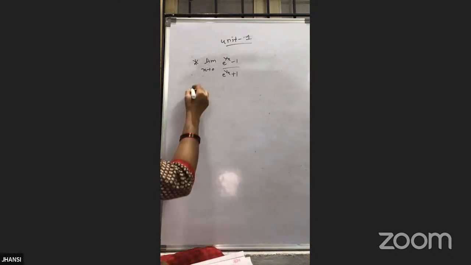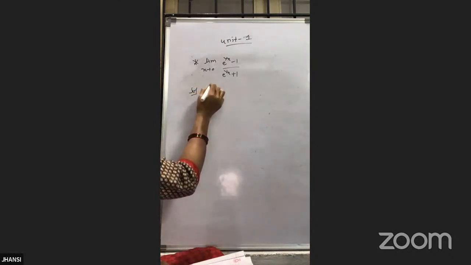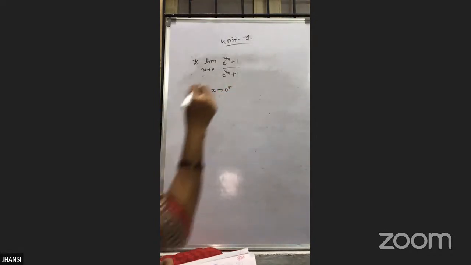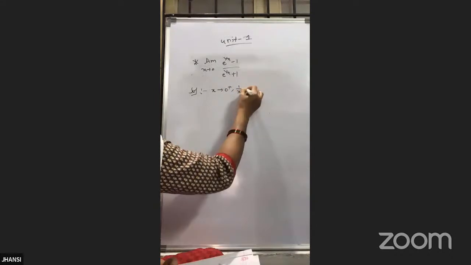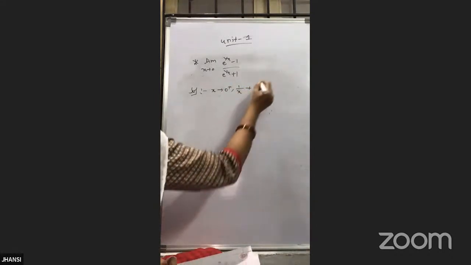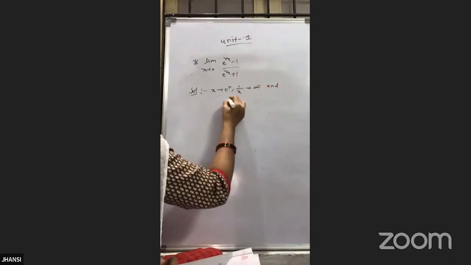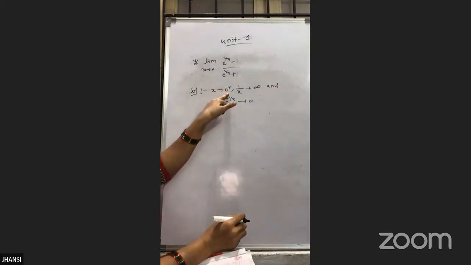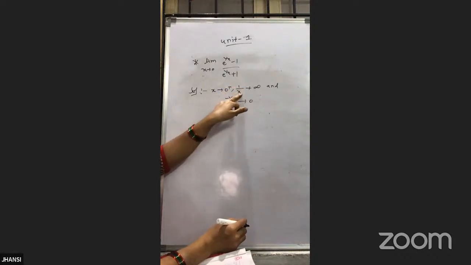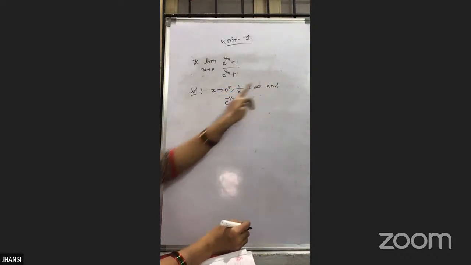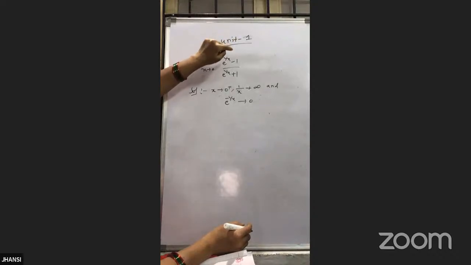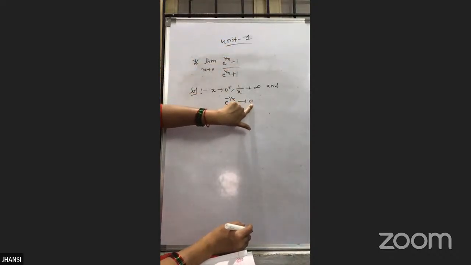So for this, in the solution, you write when x tends to 0 plus, that means when x is a positive value near 0, then 1 by x tends to plus infinity and e to the power of minus 1 by x tends to 0. See here, when x tends to positive values of 0, 1 by x tends to infinity and e to the power of minus 1 by x will tend to 0. That means wherever e to the power of minus 1 by x is there, you can write directly 0.